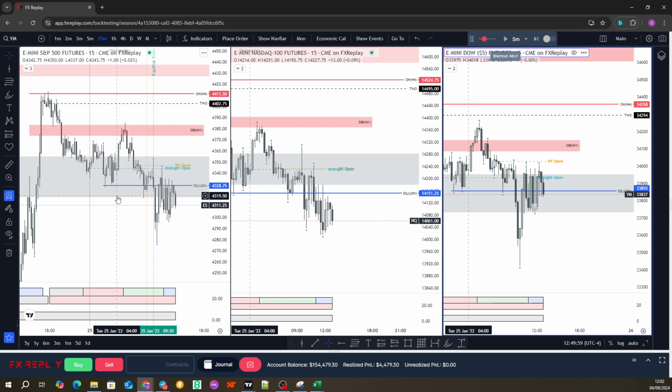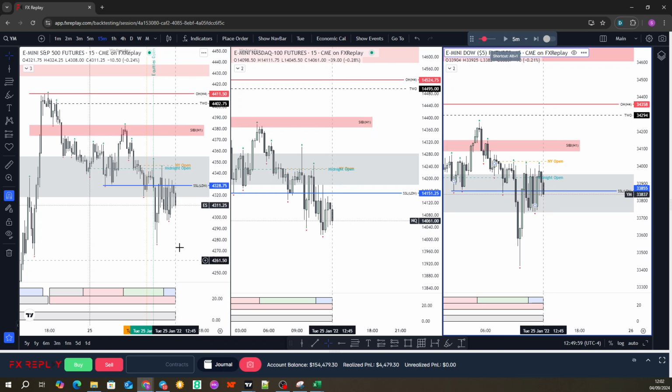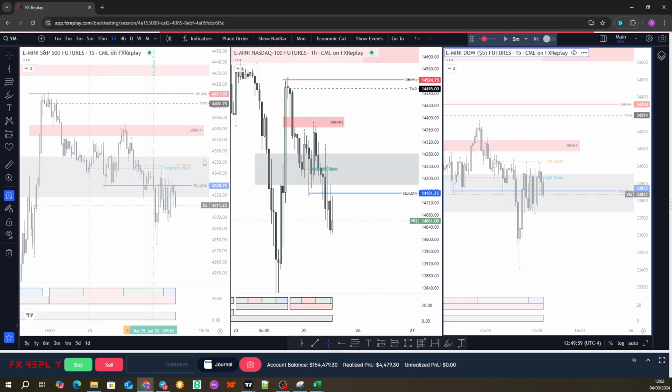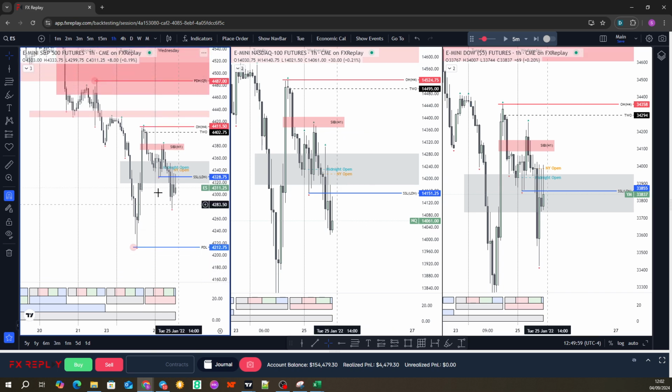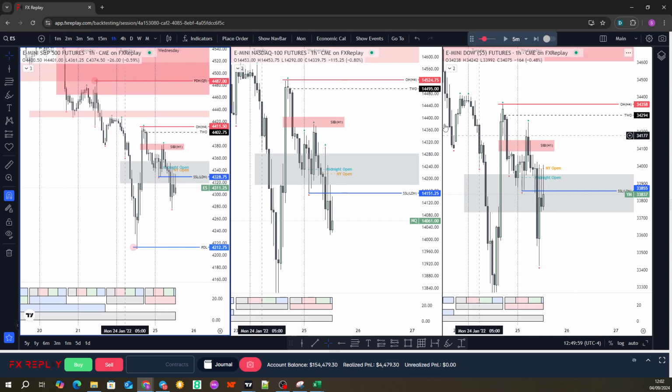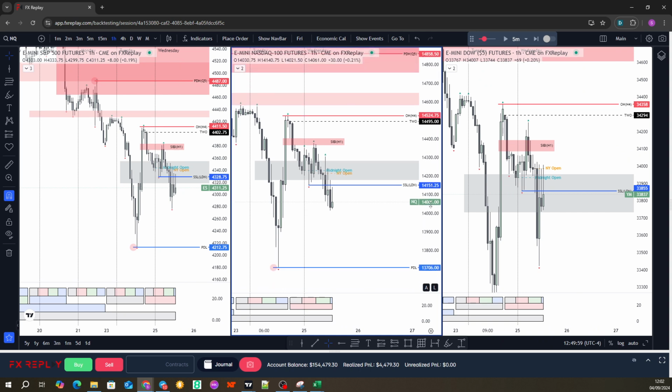that's the key, is remaining patient for your setup based on the time frames that you trade. If you want to trade lower time frames, trade lower time frames, wait for your setup, and then execute the plan. Don't chop and change. Don't go chasing anything that isn't actually there. For me, nothing's there. Very clear on what I want to see. Hasn't presented itself.